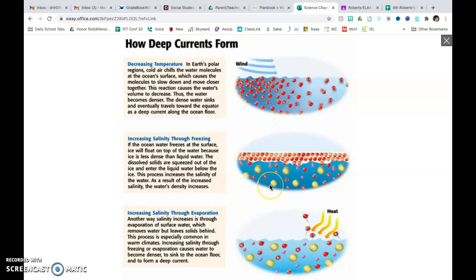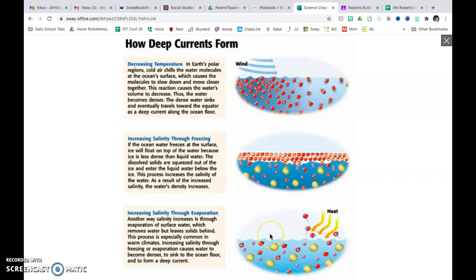In this next step, we are increasing salinity through freezing. If the ocean water freezes at the surface, ice will float on top of the water because ice is less dense than liquid water. The dissolved solids are squeezed out of the ice and enter the liquid water below the ice. This process increases the salinity of the water, so the salt content. As a result of the increased salinity, the water's density increases.